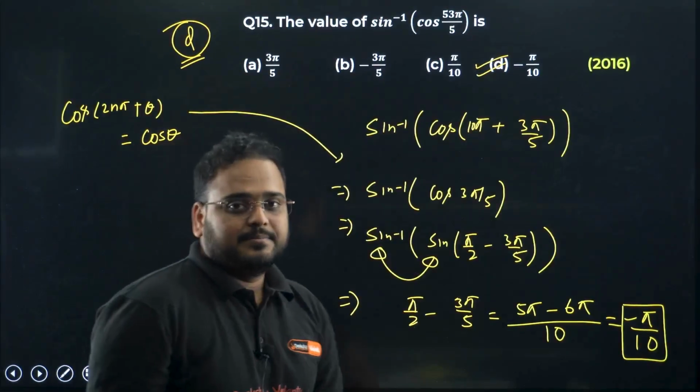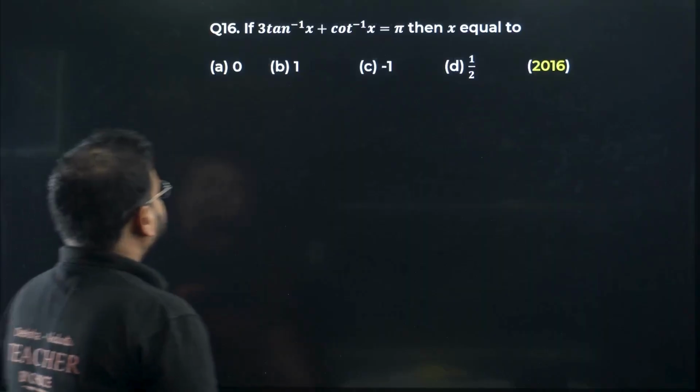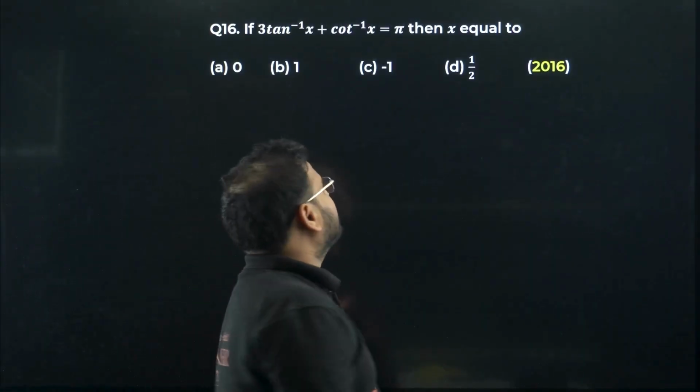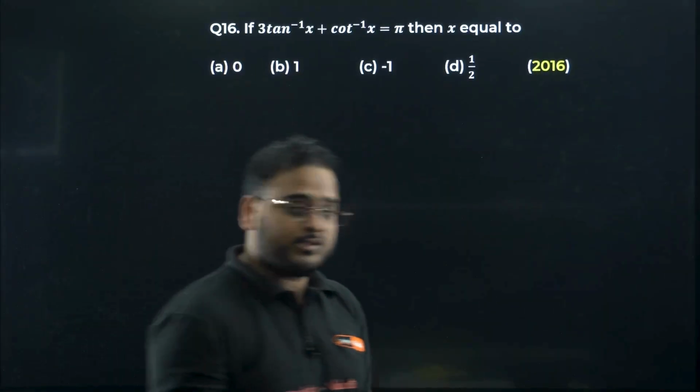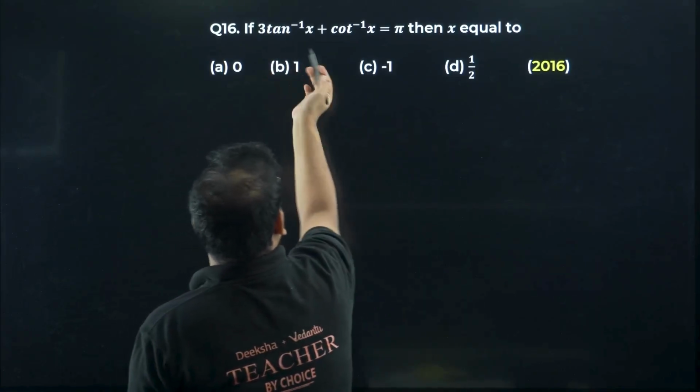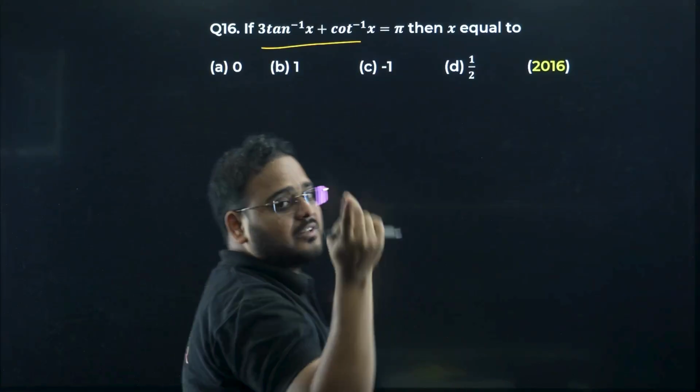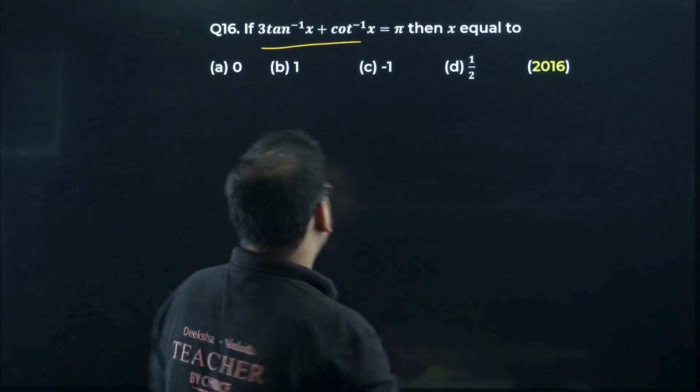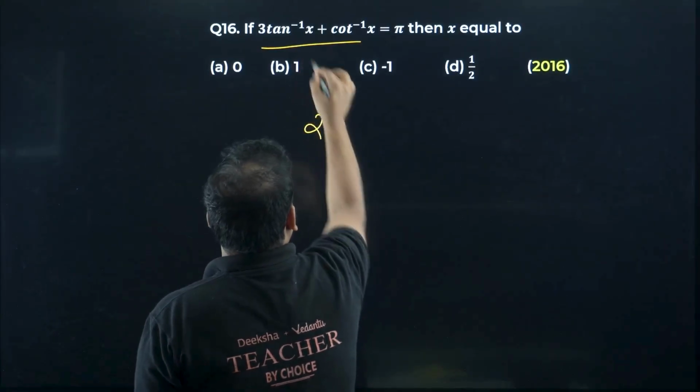This is clear, right? Okay, 16th now. If 3 tan inverse of x plus cot inverse of x is pi, then x equals to what? Let's solve it. Again, we have the same approach. Remember, tan inverse plus cot inverse of x will become pi by 2. What I have here, split it.